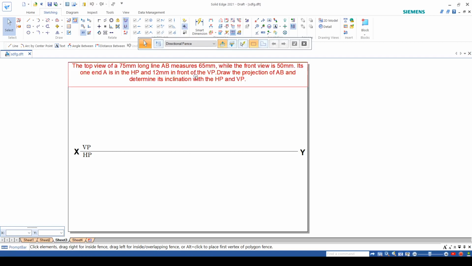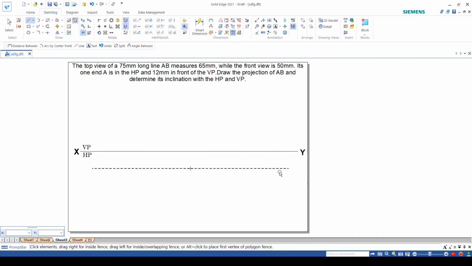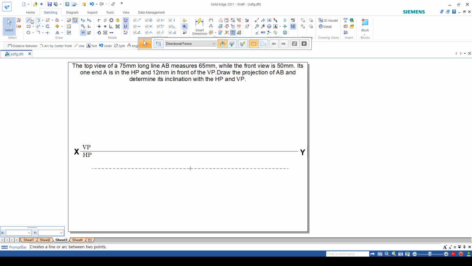So we will draw the 12 millimeter line from VP first. This time I am not going to show how to draw the 12 distance line. Now it's not given, so we have to draw a line. We have to mark a point A.